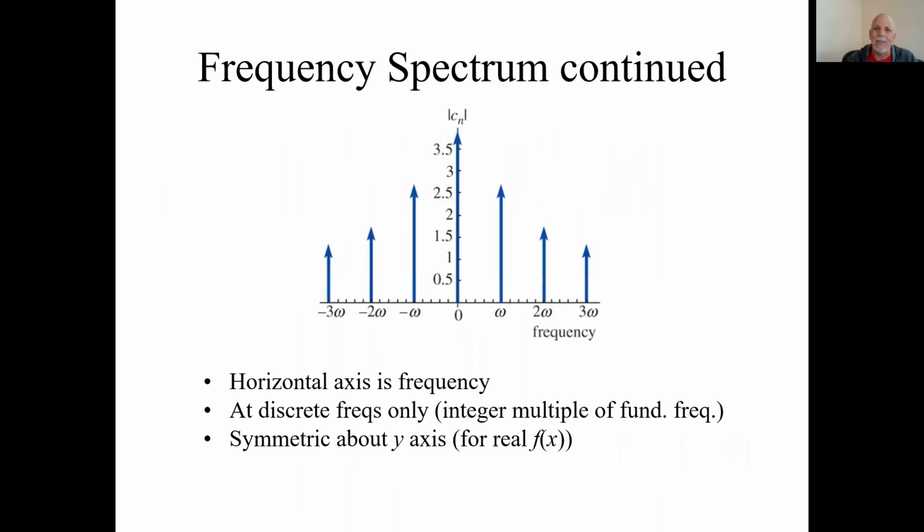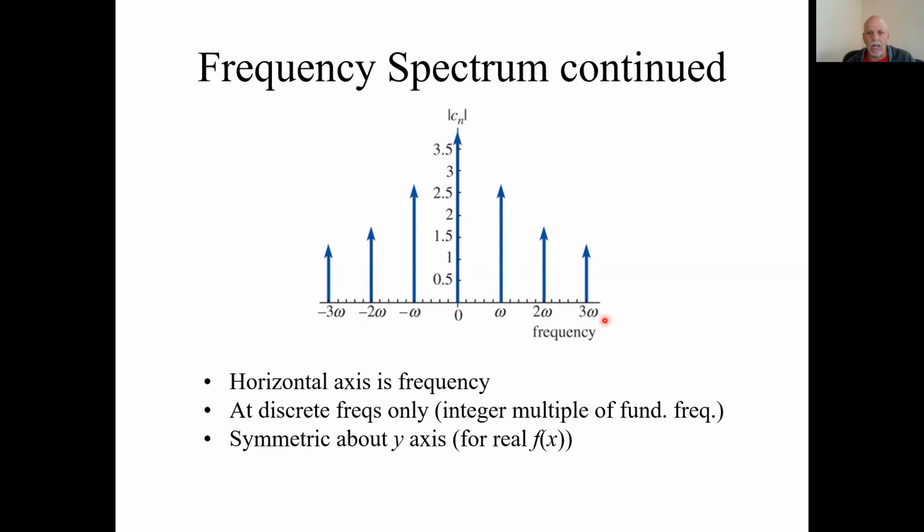Now I can plot them. Remember, these c sub n's are a function of frequency, but they only have values at discrete frequencies, at integer multiples of the fundamental frequency. Here's n equals 0, here's n equals 1, n equals 2, etc. n equals minus 1, etc. And they each have a magnitude. So I could plot them like this. I could either put arrows up there or little lollipops or something like that.